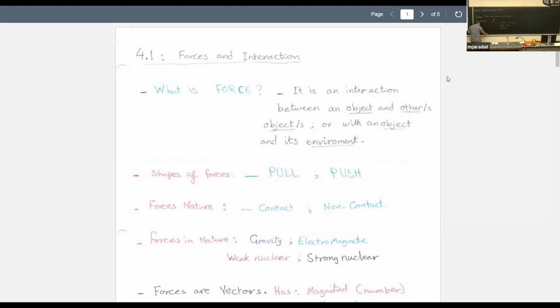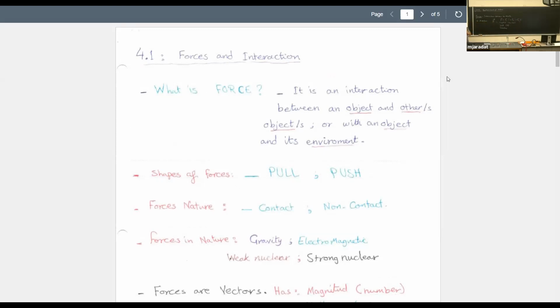Because the force is a vector, we can write it this way: F as a vector is equal to Fx i hat plus Fy j hat plus Fz k hat. Cartesian, 3 dimensions. We have many examples of force. For example, friction force, gravity force. We have also electric force and magnetic force.